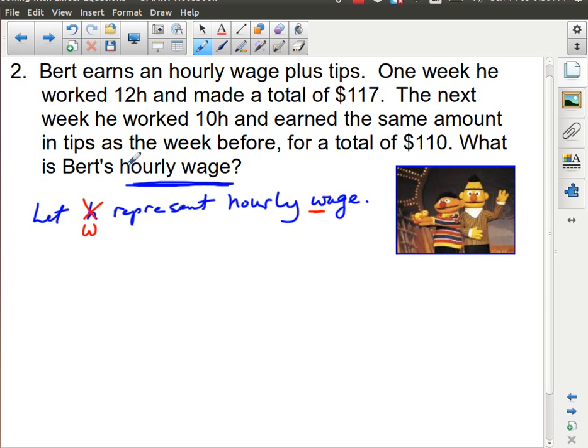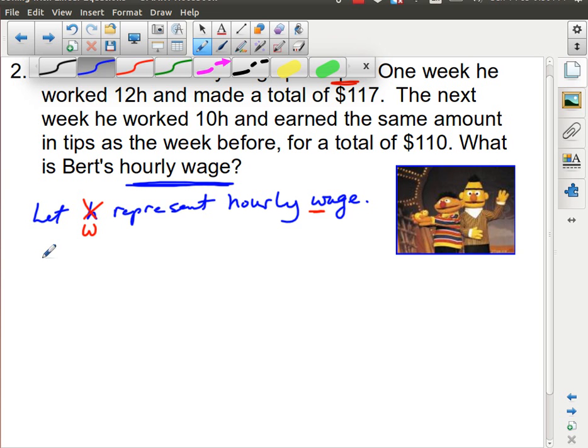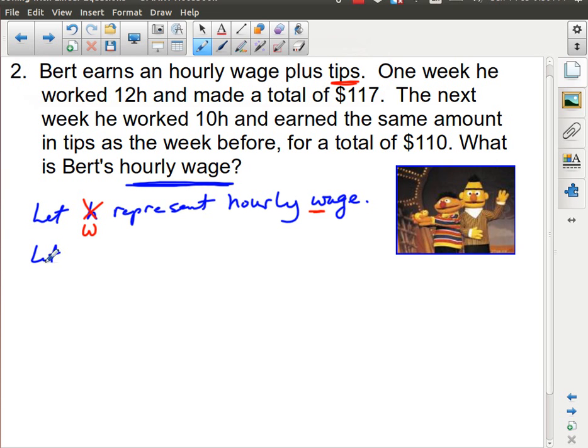So the hourly wage gets multiplied by the number of hours that he works. And these things give a total of 117. The other thing that gets added in there is tips. So that's going to become my other variable. So I'm going to let T represent tips. And now that I know the hourly wage and now that I know T, let's take a look at week 1. Let's form an equation for week number 1.